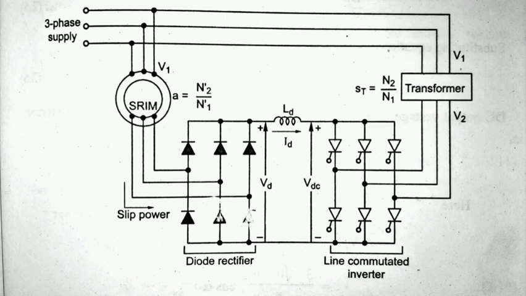To conclude, a portion of the rotor AC power is converted to DC by a diode bridge. A controlled rectifier working as an inverter converts it to AC and feeds it back to the AC source.